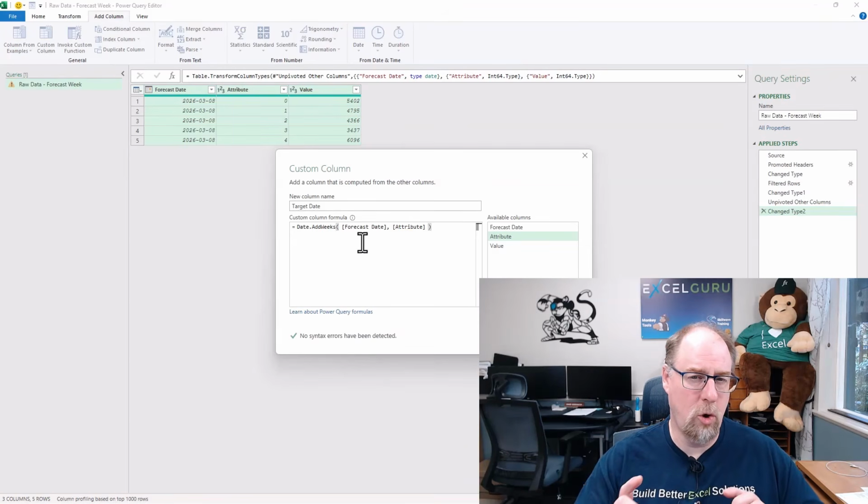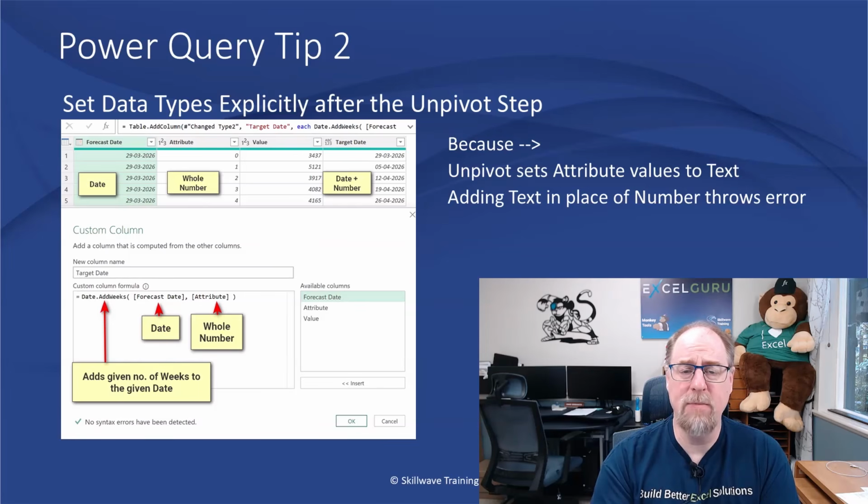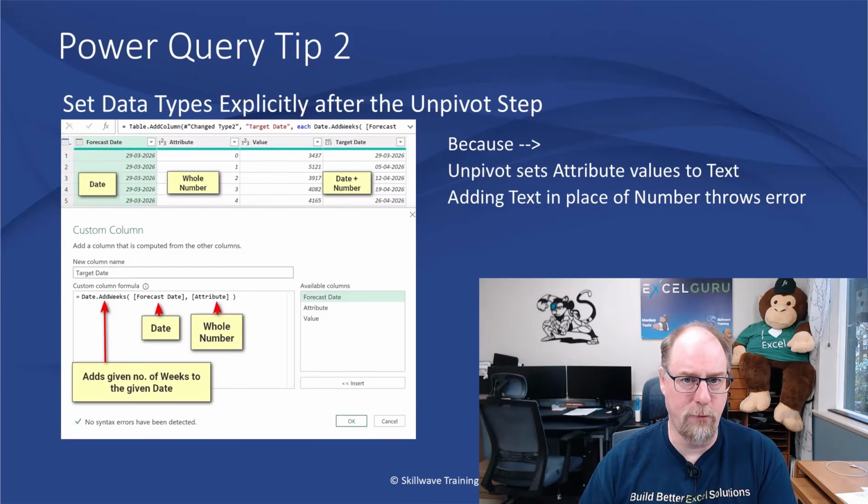So one quick little tip here. The reason why I set my data types before I did this is because when you unpivot, it always sets those columns as text-based, or at least the attribute column anyway. If you try to add a number of weeks and you feed it a textual value, it does not implicitly convert it. It will throw you an error, and that is why I explicitly data typed the columns first in order to get my attribute into a whole number format.